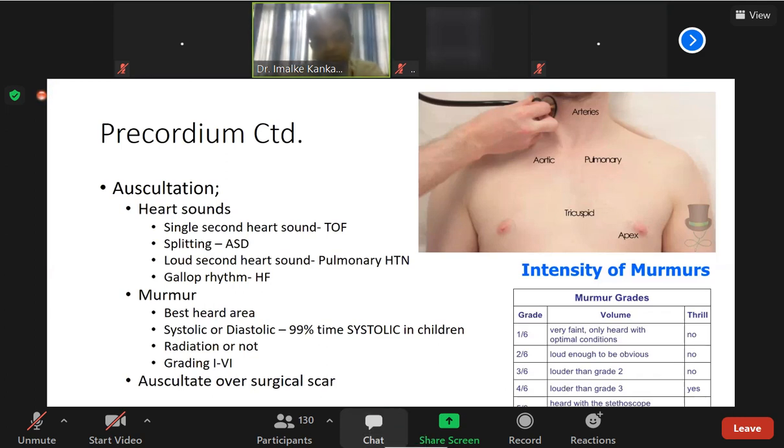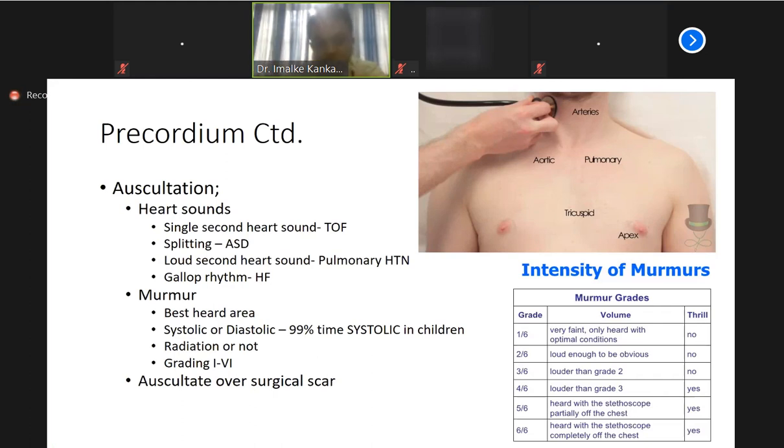You can see it in any case of any heart failure condition. That's heart sound. Then come for murmur. So most important thing is best heard area.